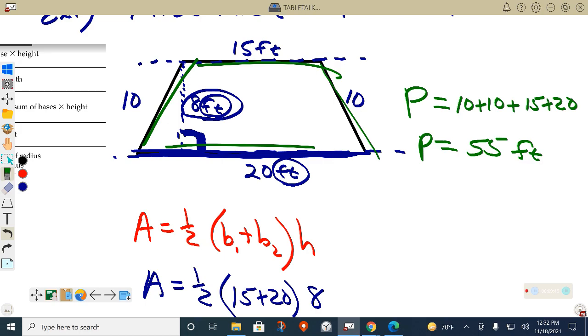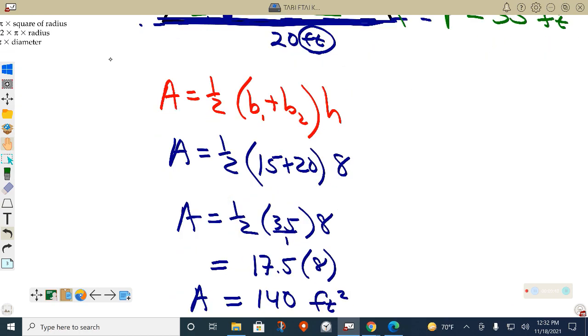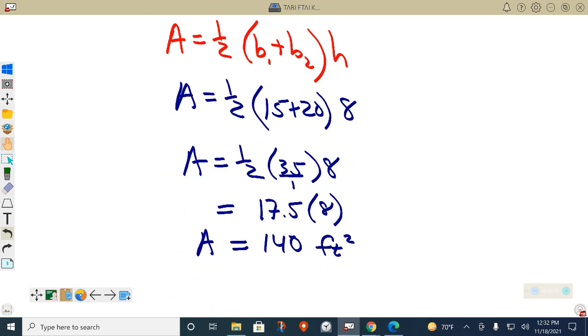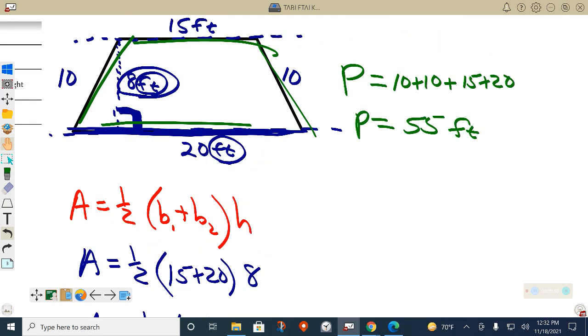Mister, what's the area? 140 square feet. Notice how it's square feet because we're dealing with area. Perimeter is just normal feet, the distance around. We got to get that right.